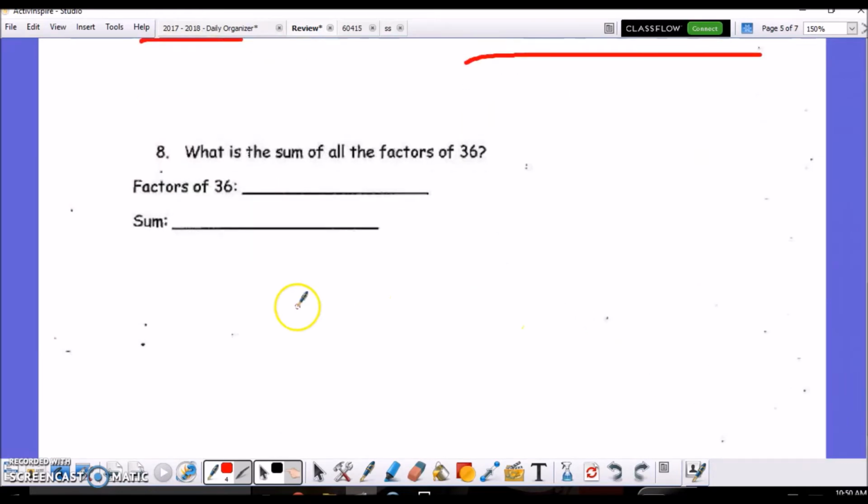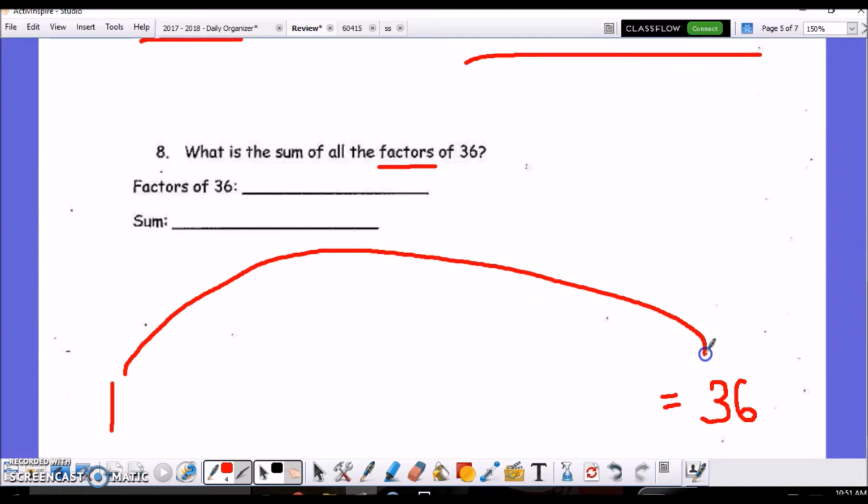What is the sum of all the factors of 36? Remember that definitions are very important in this unit. Factors, I'm creating a rainbow, which means step 1, start with your product pot of gold number, which is, in this case, 36. I need two factors to get me 36. I start with 1, and the rainbow connects to that number 36.